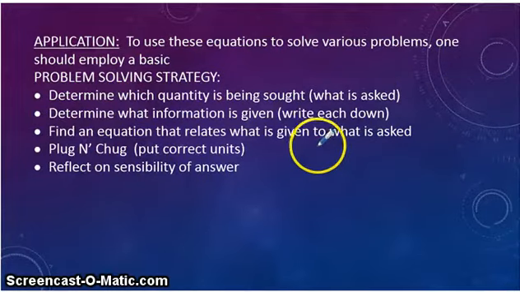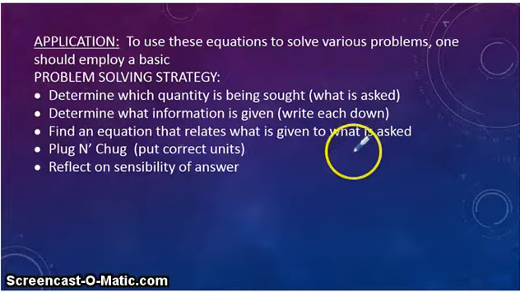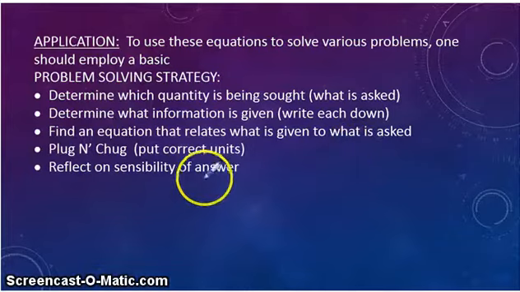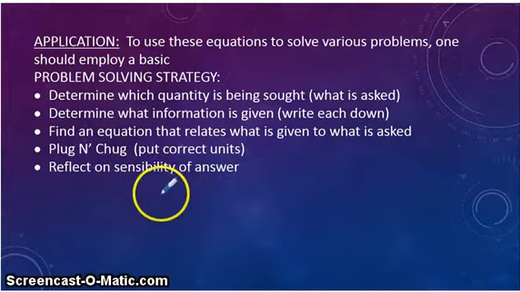Now, for any sort of problem solving, we want to use these 5 steps. First, you have to ask yourself what is being sought after. So, in other words, what is being asked. Then you're going to be writing down the information that is given, and list each one individually. Then find an equation that relates what is given to what is asked, and then plug and chug. The important thing is that we want to put in the correct units for our variables that are given, and then reflect. A lot of the time we can see an answer that doesn't seem reasonable, and I will do my best, and so will the AP and IB test, to make answers sensible.